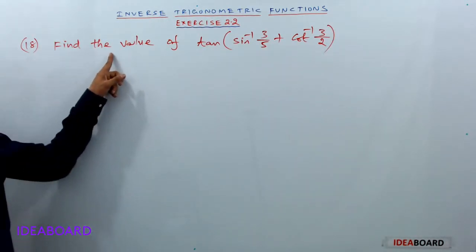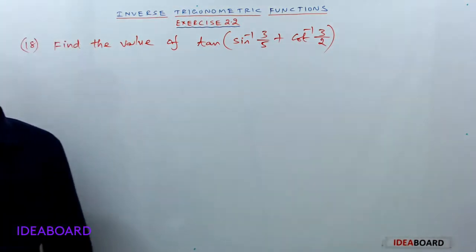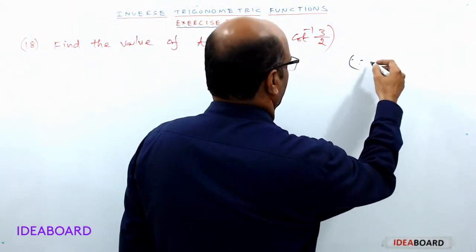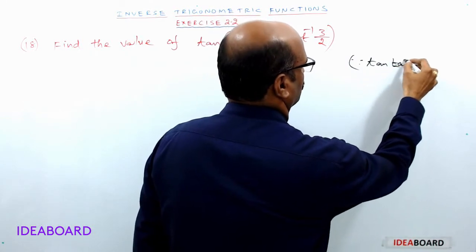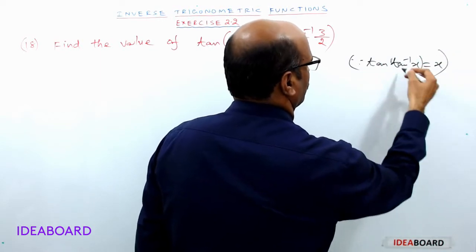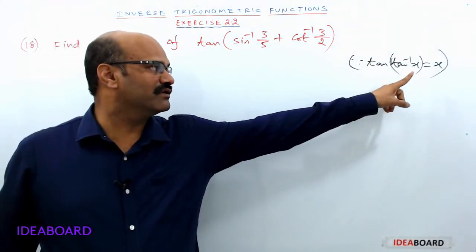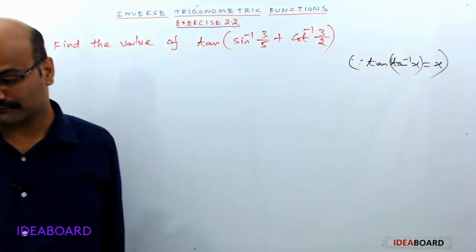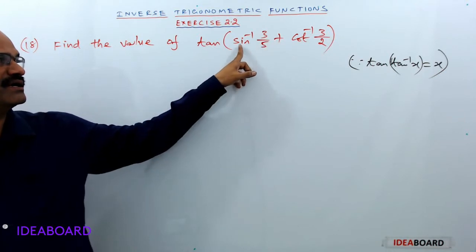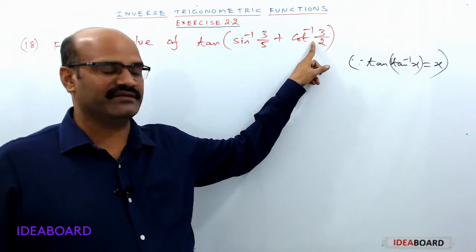Eighteenth problem. Find the value of tan of sin inverse of 3 by 5 plus cot inverse of 3 by 2. Tan of tan inverse of x equal to x. Tan of tan inverse of x is always equal to x. So here we should write sin inverse of 3 by 5 in terms of tan inverse. Cot inverse of 3 by 2 in terms of tan inverse.